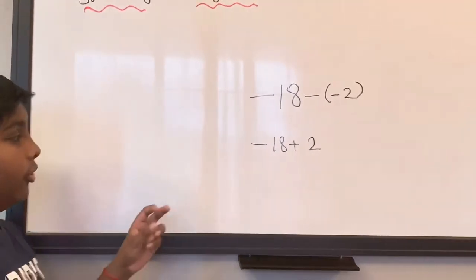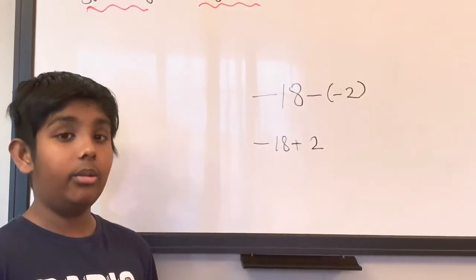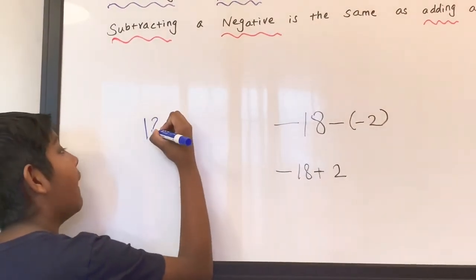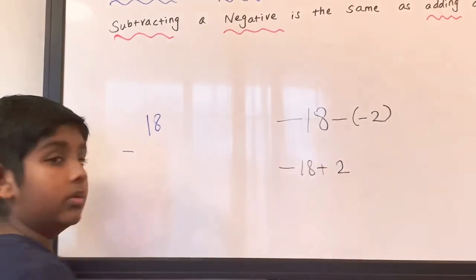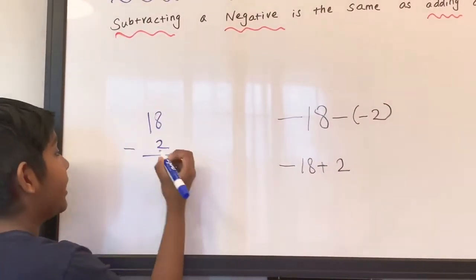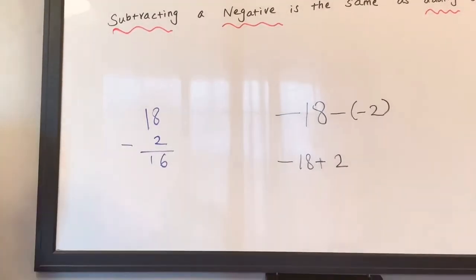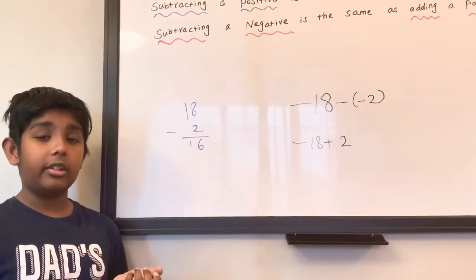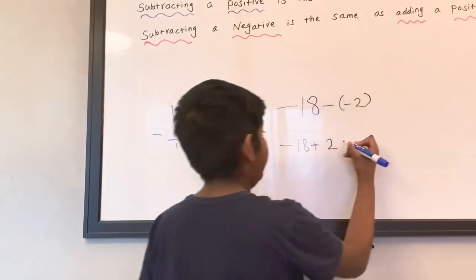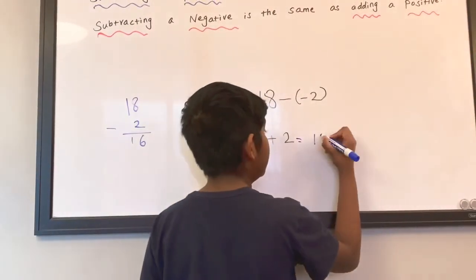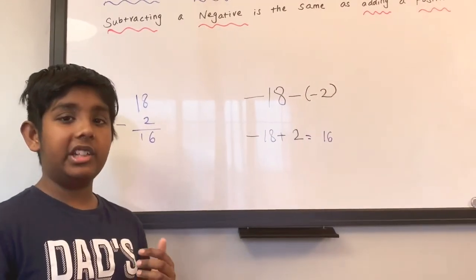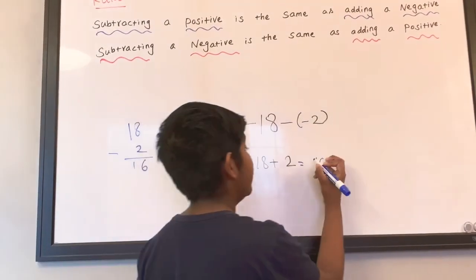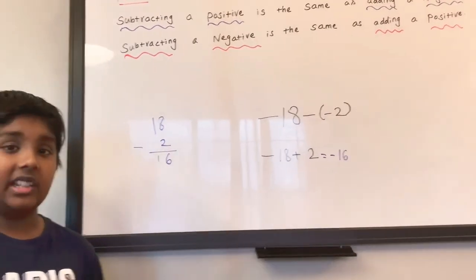So we have two different signs, so we're going to subtract. Let's put 18 at the top, that's the biggest number, minus 2. So 8 minus 2 is 6, and then 1 minus 0 is 1, so 16. And now we got 16. We found out the number. Now let's figure out what sign it is for 16. Which number is bigger, 18 or 2? 18. So what sign does 18 have? The negative sign. So this is going to be negative 16.